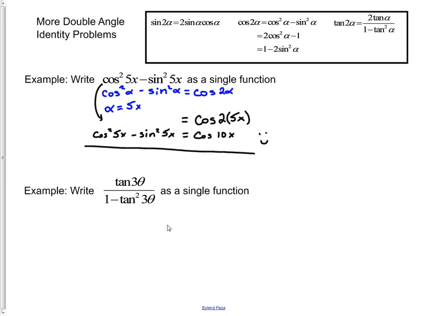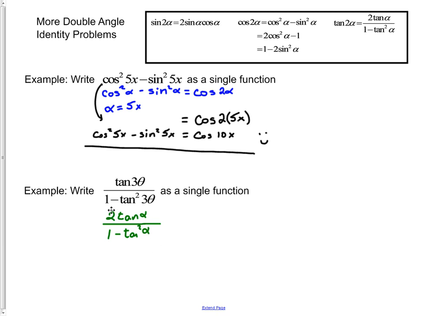Another reason to be happy. Well, let's talk about this one. What about the tangent of 3 theta over 1 minus tangent squared theta? Well, which formula does that look like? Clearly this one, right? Our formula is actually 2 tangent of some angle alpha divided by 1 minus the square of the tangent of alpha.